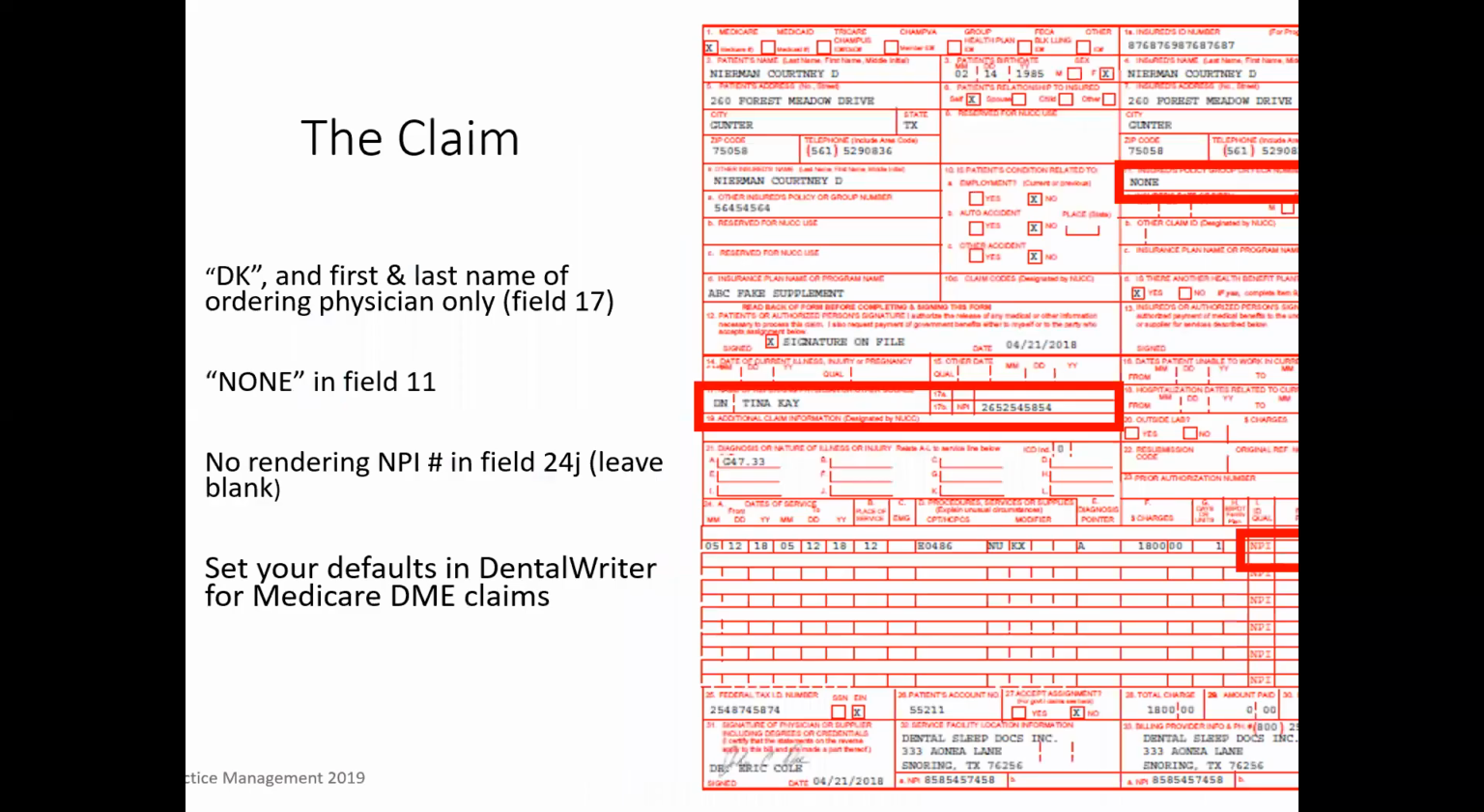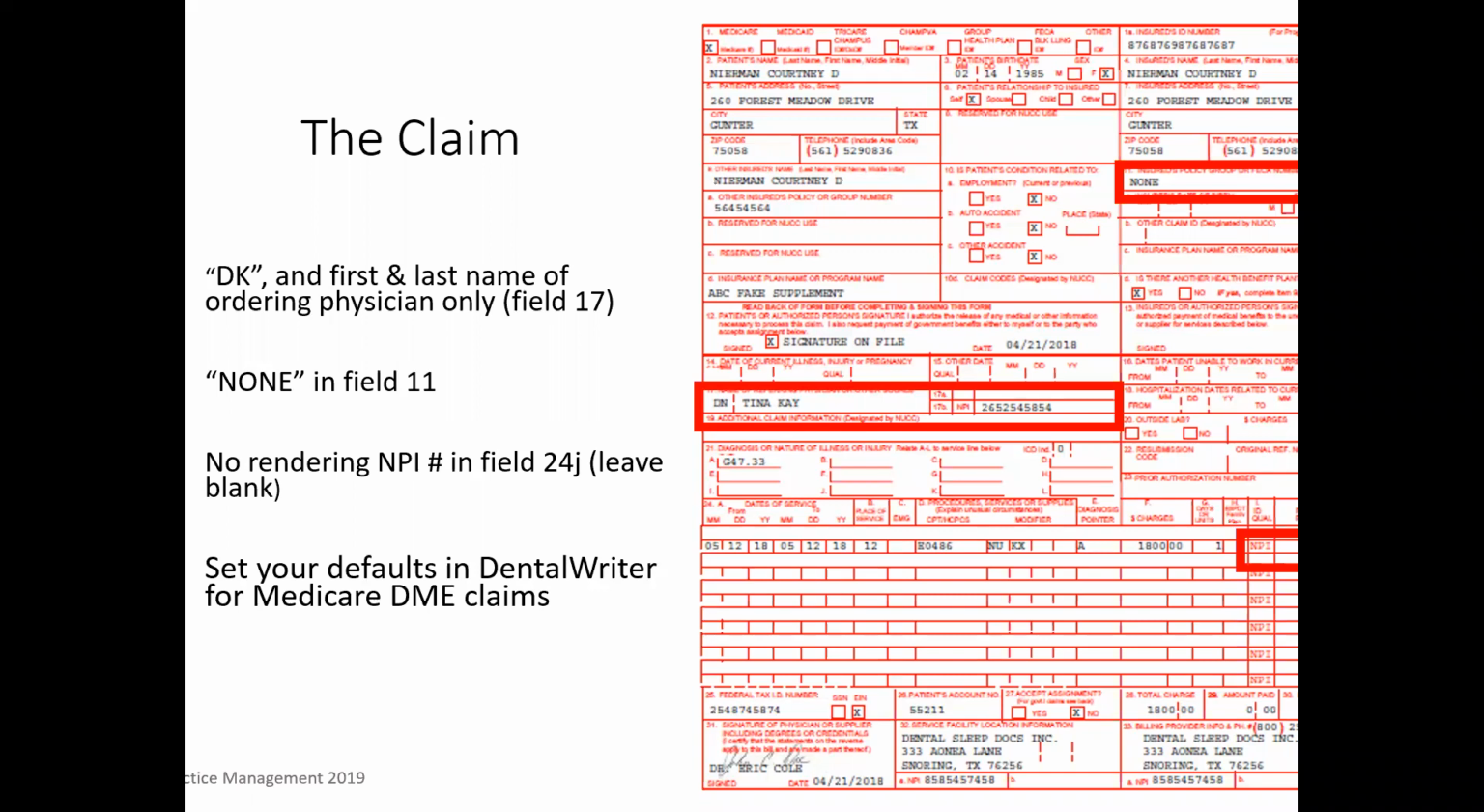Oh, there's the claim. This is a really good example of a Medicare claim. Now, keep in mind that it's the same claim form that's used by commercial carriers, the CMS 1500, but Medicare wants it filled out a little differently. So where you see the red boxes, it's going to look a little different on a Medicare claim than on a commercial carrier claim. On all claims, you only want the first and last name of the ordering physician.